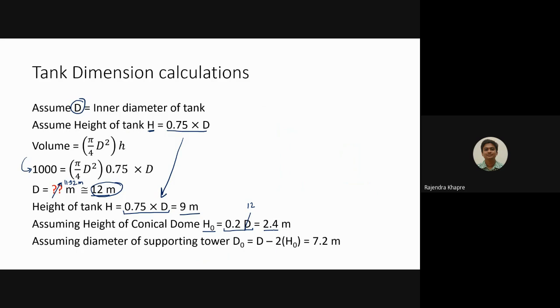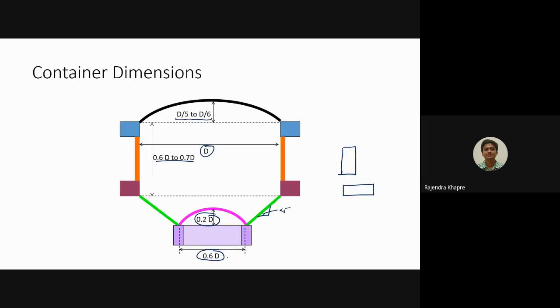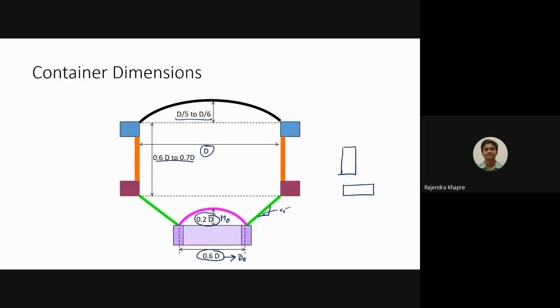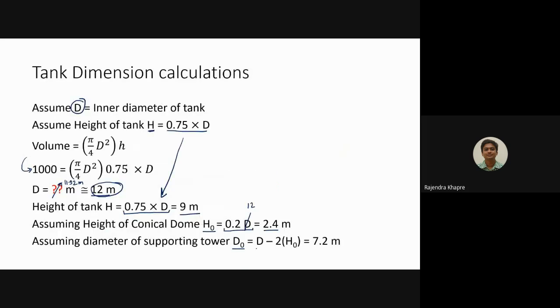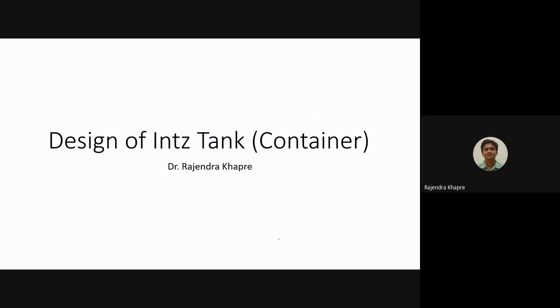Then we have to assume the diameter of the supporting tower, that is d0. When I say d0, it is nothing but this one, and this is your h0. We can assume this as 0.6 times D, or since this is a 45-degree angle, we can do it that way also. But anyway, we can assume this value as D minus 2 times h0. Why am I taking h0? I think I have made some mistake. Let me go back. h0 is a different term.